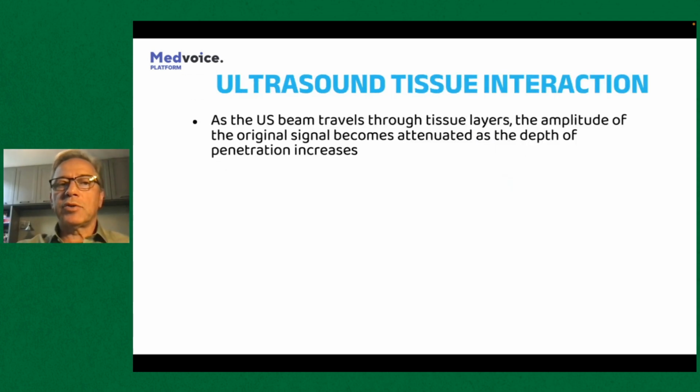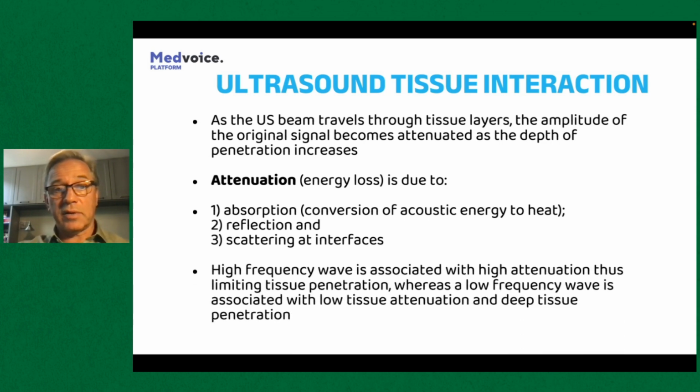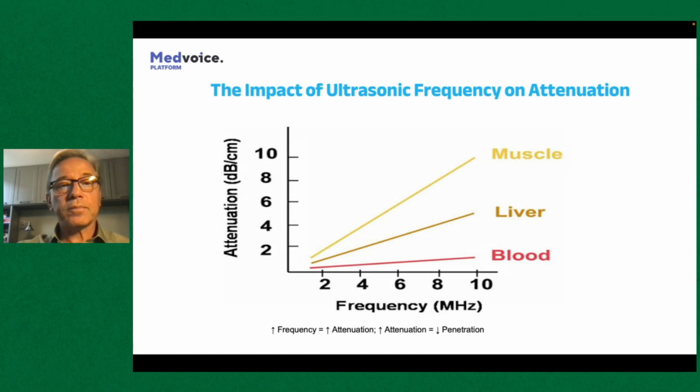Ultrasound tissue interaction. As the beam travels through the tissue layers, the amplitude of the original signal becomes attenuated as the depth of penetration increases. So the bigger the depth, the weaker the signal, basically. This attenuation is due to many factors like absorption, reflection, and scattering at surfaces, and high frequency waves are associated with more attenuation, limiting tissue penetration. So let's look at what different tissues have an impact on attenuation.